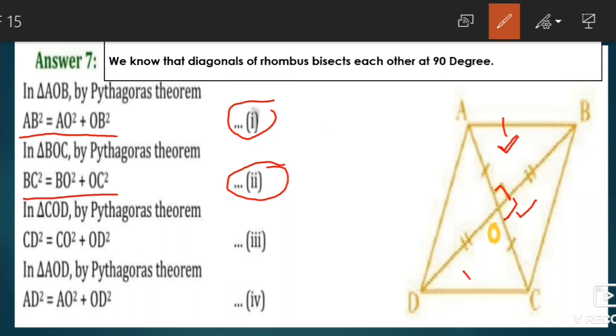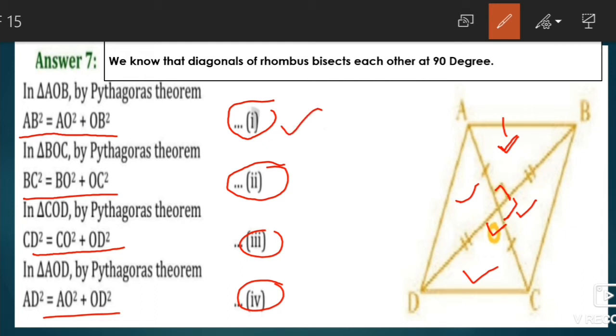Similarly, take this COD triangle. This angle is also 90 degree as a vertically opposite angle of AOB. I can use Pythagoras theorem. So CD square is equals to OC square plus OD square. Mark this as equation number 3. Again, if I take the AOD triangle, by similar argument, I can say that AD square is equals to AO square plus OD square. Mark this equation as equation number 4.